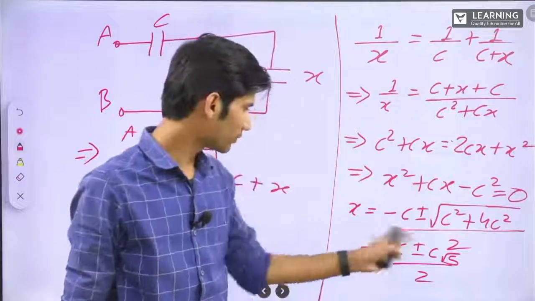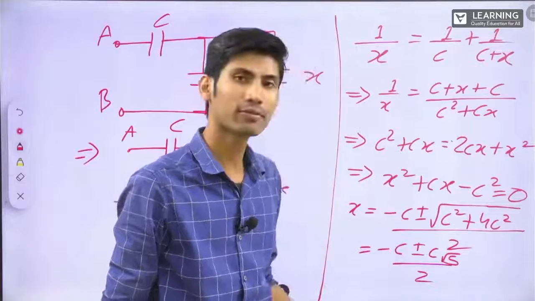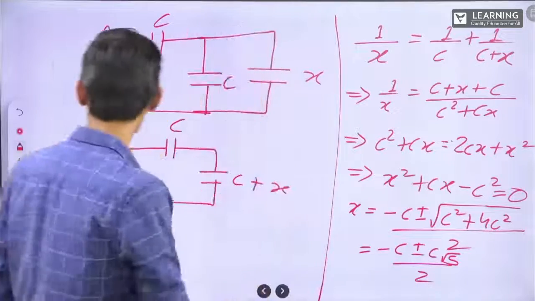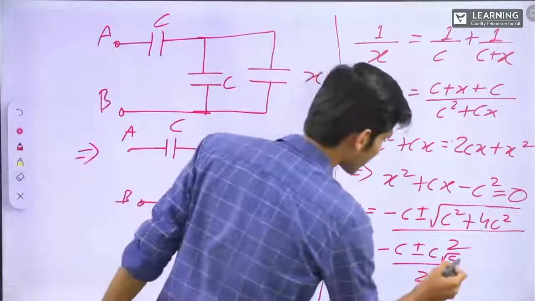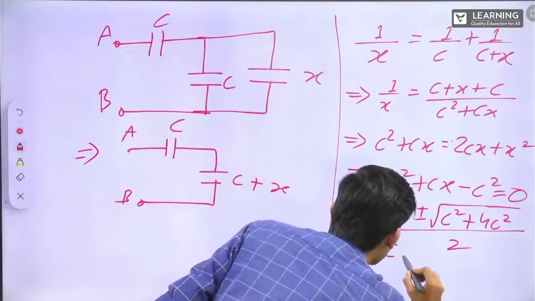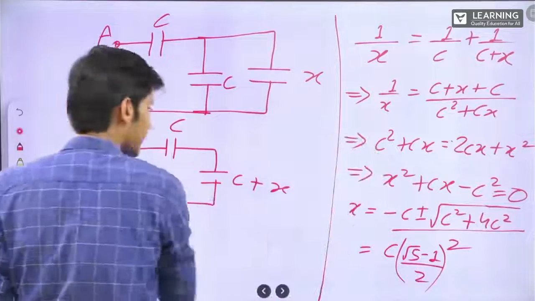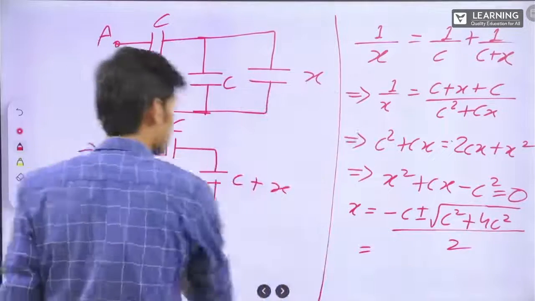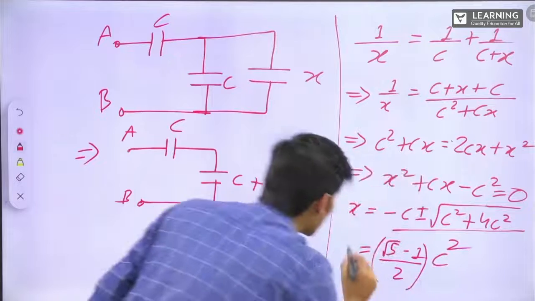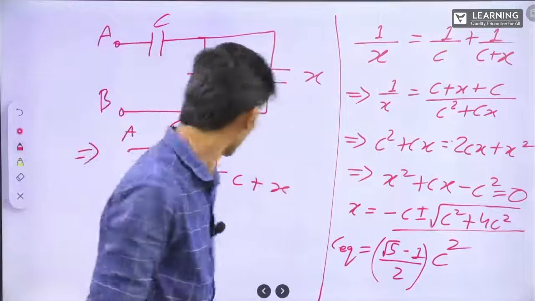Capacitance cannot be negative. If I remove the negative one, this will be minus C plus C root 5 divided by 2. So C common, root 5 minus 1 by 2. Correct? If you solve this, what do you get? C common, root 5 minus 1 by 2, or we can say root 5 minus 1 by 2 times of C. This is what? X is C equivalent. Clear? I hope I have done correctly.